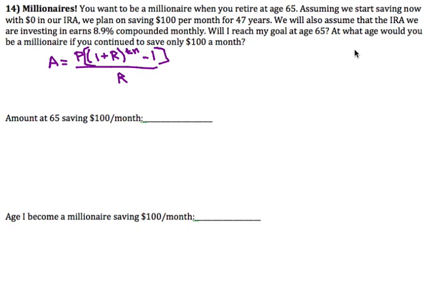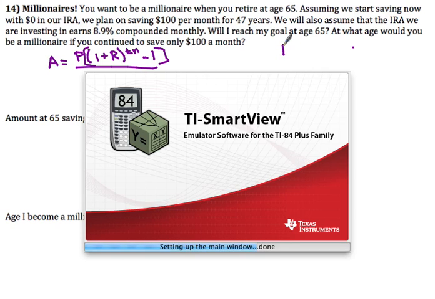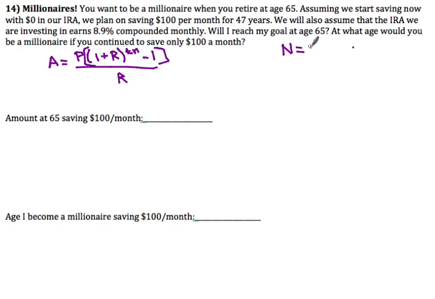So actually it's probably going to be loading here shortly. But what we're looking for is our number of payments. In this particular case, we're going to invest for 47 years, compounded monthly, so we end up with 12 compounds per year because it's monthly. My interest rate as a percent is going to be 8.9%, but it's compounded monthly, so we want to divide it by 12. Our present value is given to us as 0.